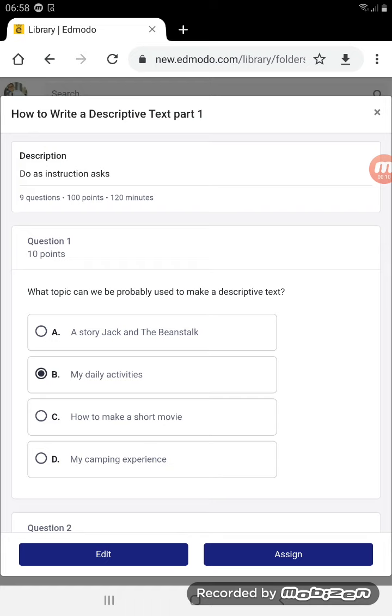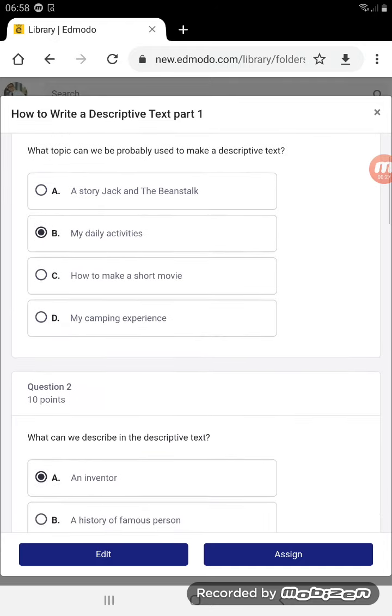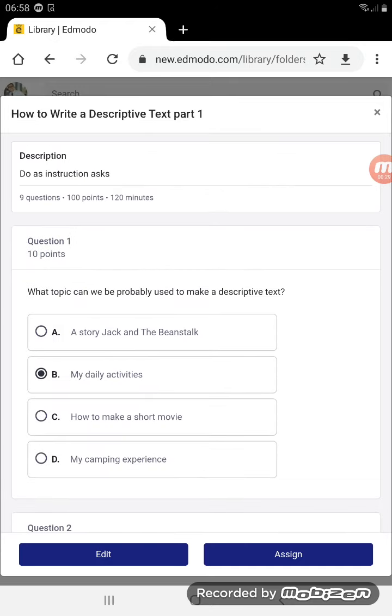Okay, for this session, I want to analyze the first quiz, how to write a descriptive text part 1. I hope that you still remember the questions like this, okay? Honestly, I'm not satisfied with the scores you got, but it's okay. Let's analyze the questions and how to answer the quiz part 1.